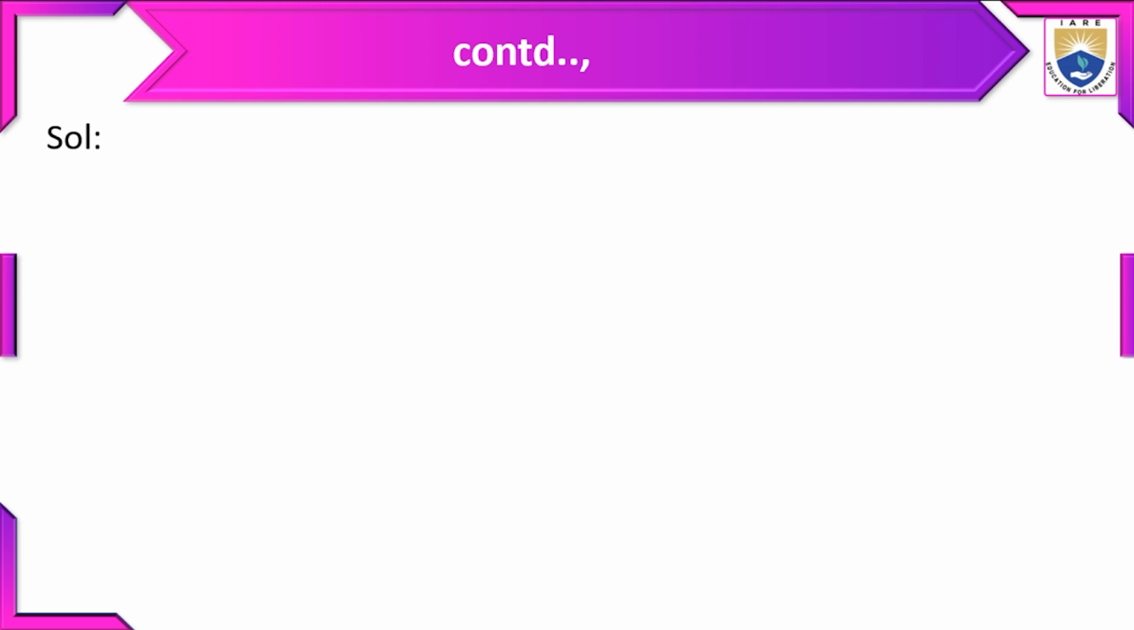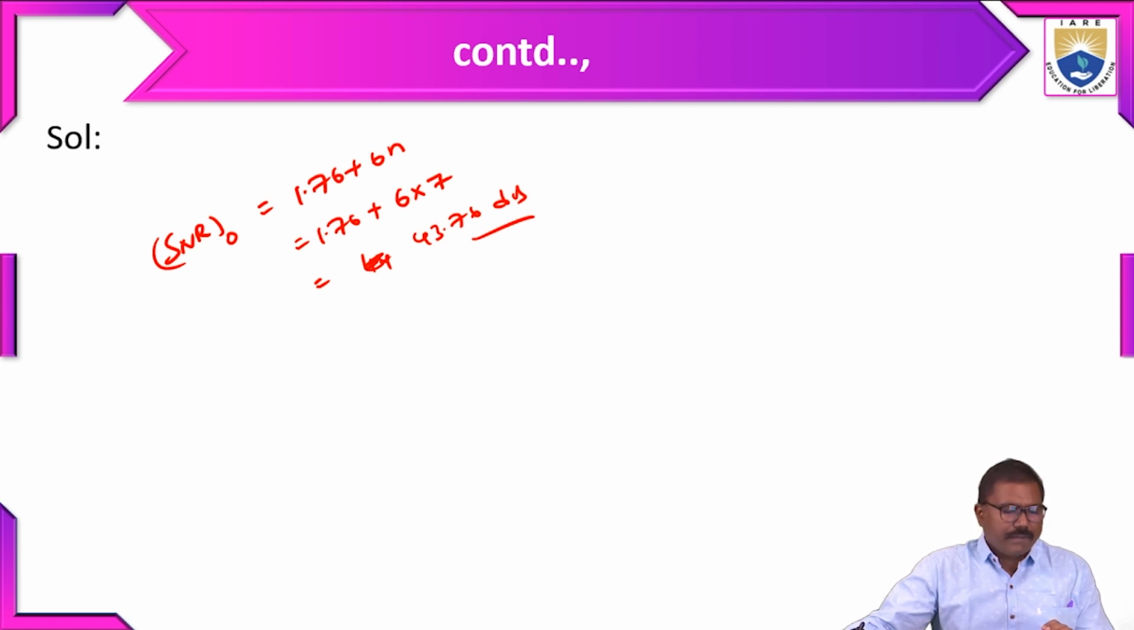The second part, the corresponding SNR. So SNR output for the corresponding n value: 1.76 plus 6n. So what is my n? 7 here. So 1.76 plus 6 into 7. 6 sevens are 42, plus 1.76, we got 43.76 dB. So this we got for the given problem. We got the solution.